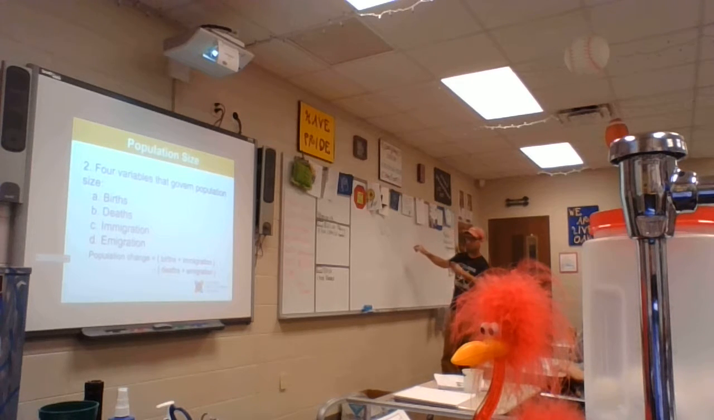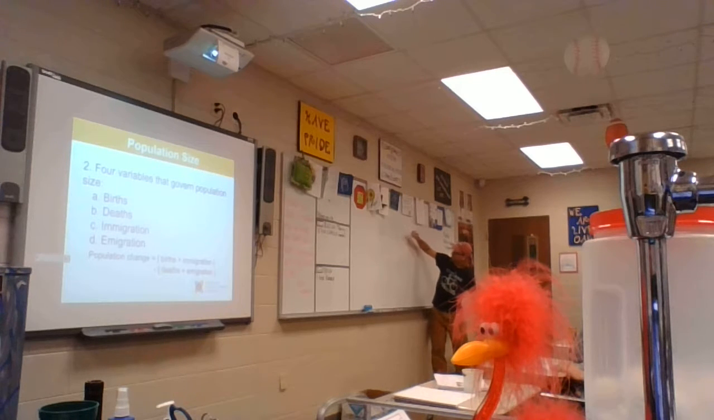Now I want you to think about it. I've got deaths and I've got emigration. And I want you to think about, what do I need in the middle here? Am I going to add these together or subtract them? I want to add these together so I can subtract the total of them. You with me?